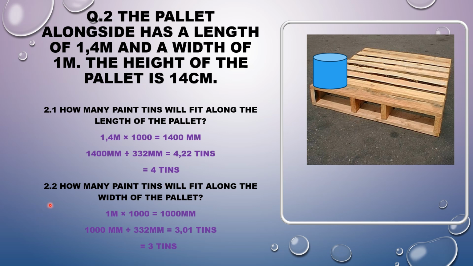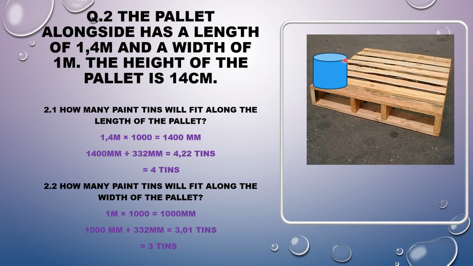Okay, 2.2, how many paint tins will fit along the width of the pallet? So I'm looking at there to there. Exact same method as above. So I have the width as 1 meter. I'm going to convert it to millimeters. Let's multiply by 1,000. So I have 1,000 millimeters.